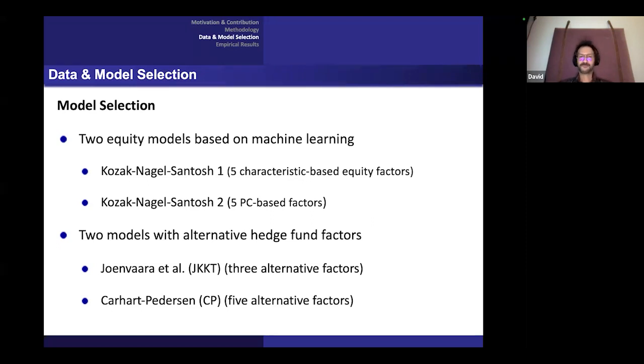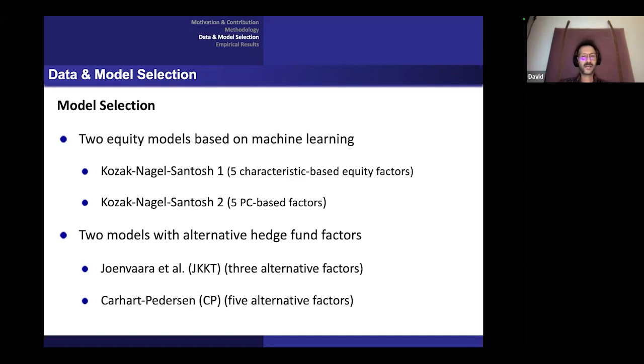And then we built what we call alternative hedge fund factor models by reading and by discussing with hedge fund managers. We took one model from the literature, which is Yuen Vara and others, which is, I think, a standard Carhart model plus three alternative factors. I will tell you more in the next slide about what I mean by alternative factors. And then the Carhart-Peterson model, which is a mix between two papers, one by Carhart and the other by Peterson and co-authors, and that encompasses five what we call alternative factors.